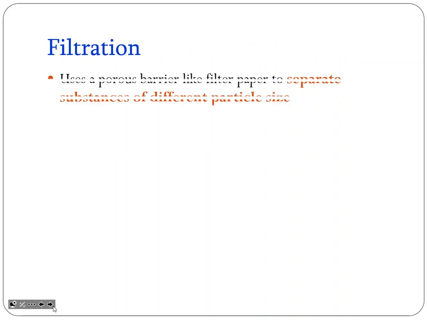Now, filtration uses a porous barrier like the filter paper to separate substances based on particle size. So if it's too big to go through the filter paper, it collects on the filter paper, just like in our lab. The purple precipitate you saw on the filter paper, and then what went through into the flask was just clear liquid.